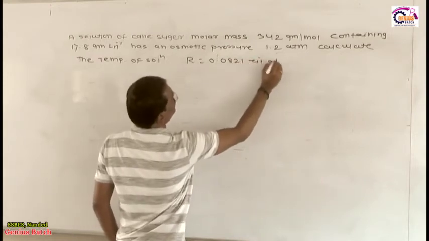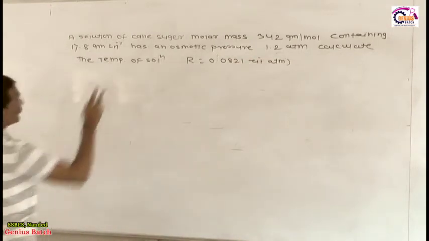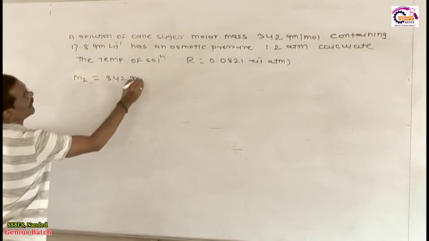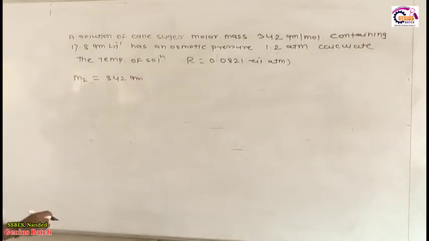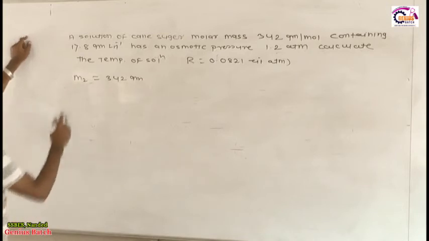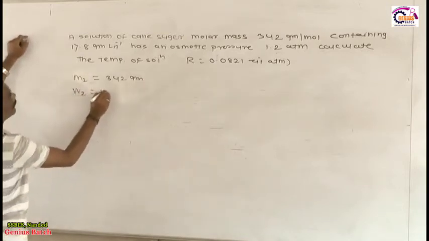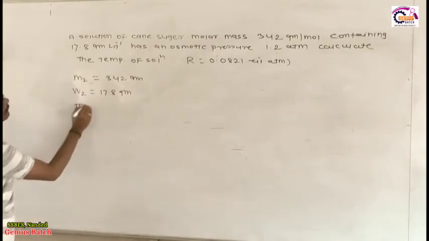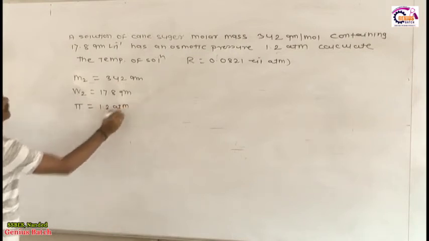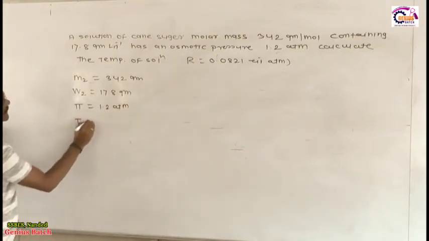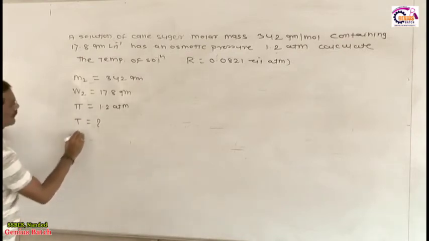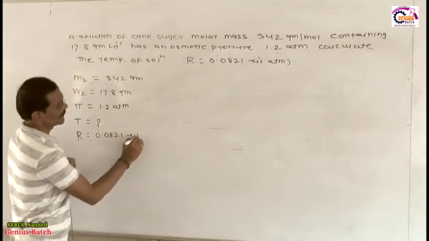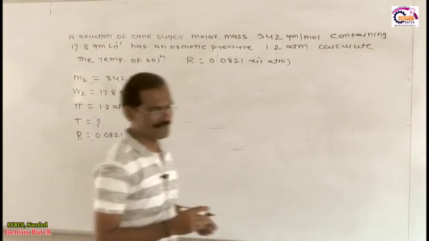0.0821 liter atmosphere. My friends, a solution of cane sugar, they are given the molar mass M2 is equal to 342 gram, containing 17.8 gram per liter. The weight W2 is equal to 17.8 gram, and it has an osmotic pressure pi equal to 1.2 atmosphere. Calculate the temperature T, and the value of R is equal to 0.0821 liter atmosphere. So these are the given terms which I considered here, my dear friends.